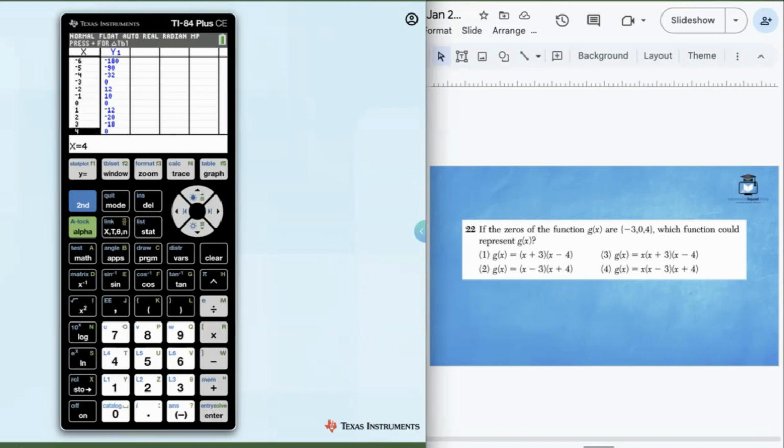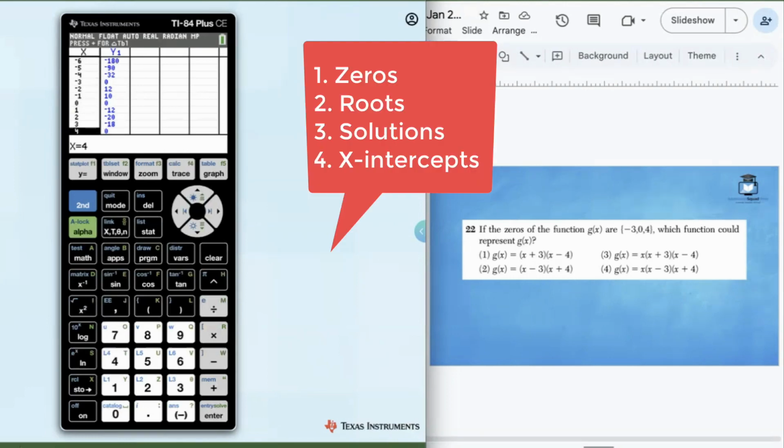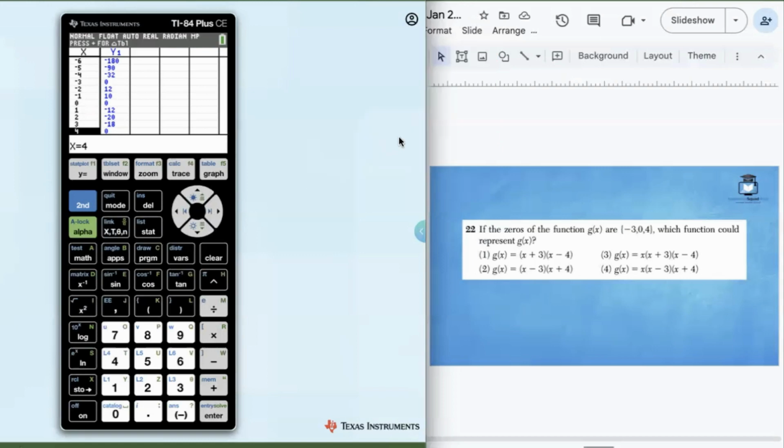The other piece of information that I want to remind you of is that zeros are also known as roots, solutions, and x-intercepts. Those are the 4 ways that this same concept can be discussed. Make sure you have those 4 vocabulary words in your arsenal so that you can master problems of this nature. Let's head over to question 23.